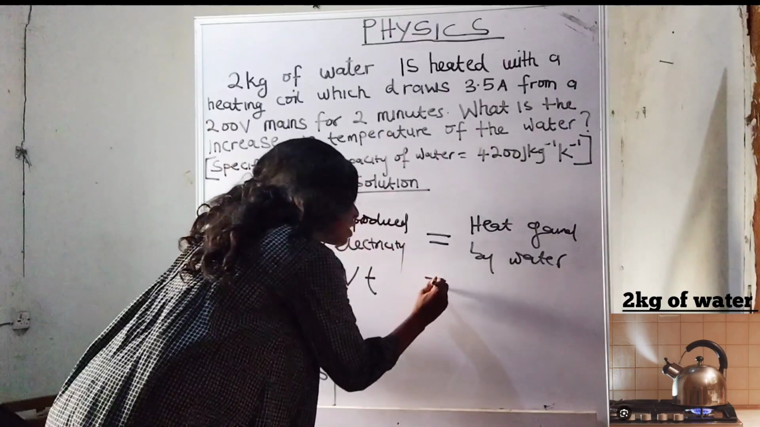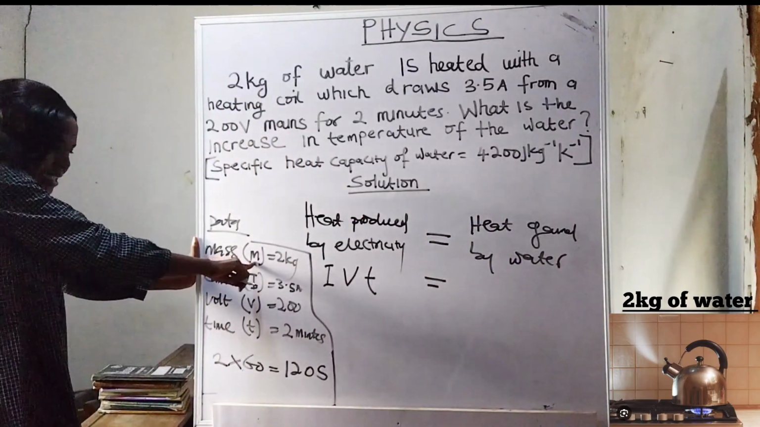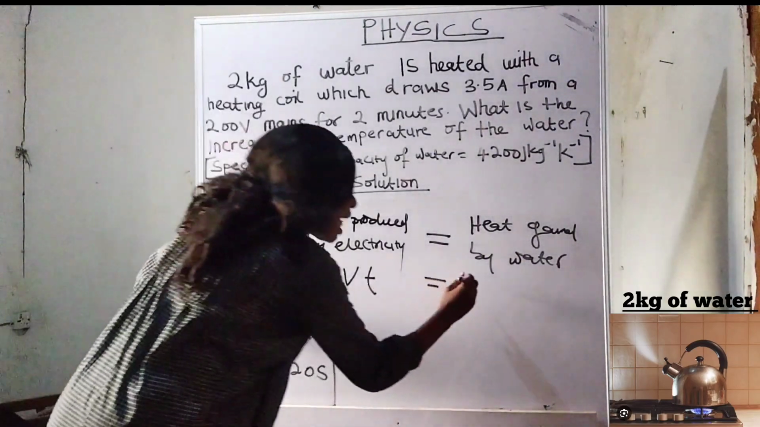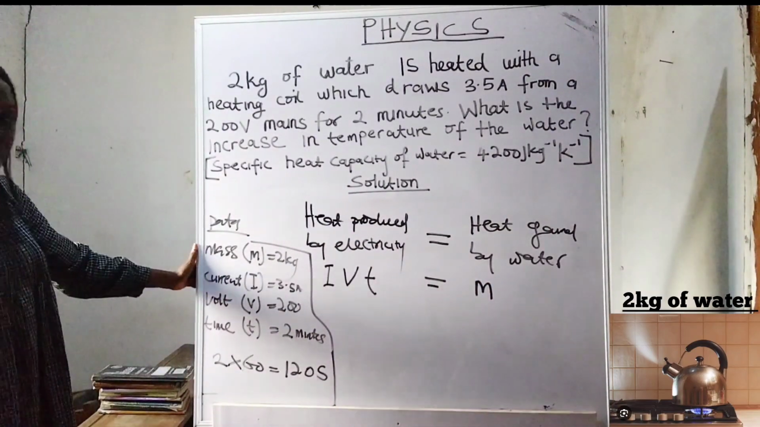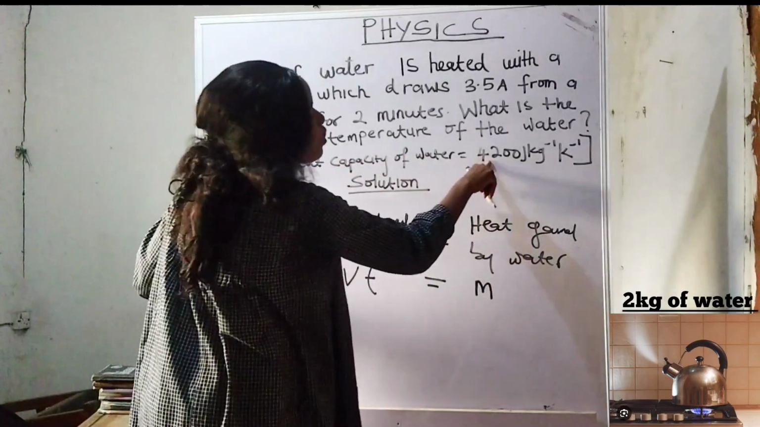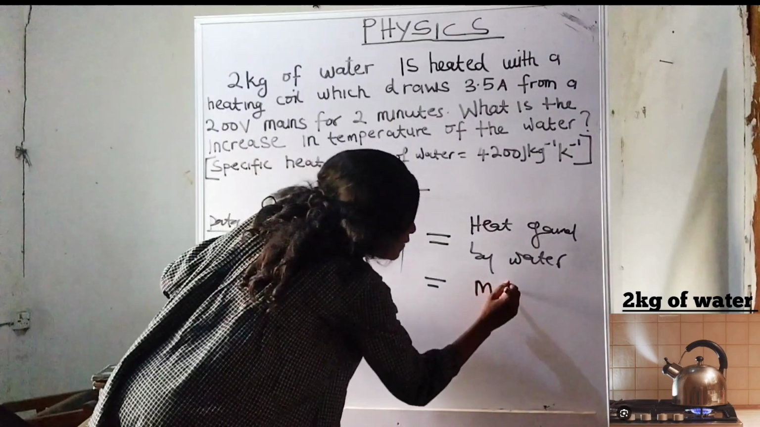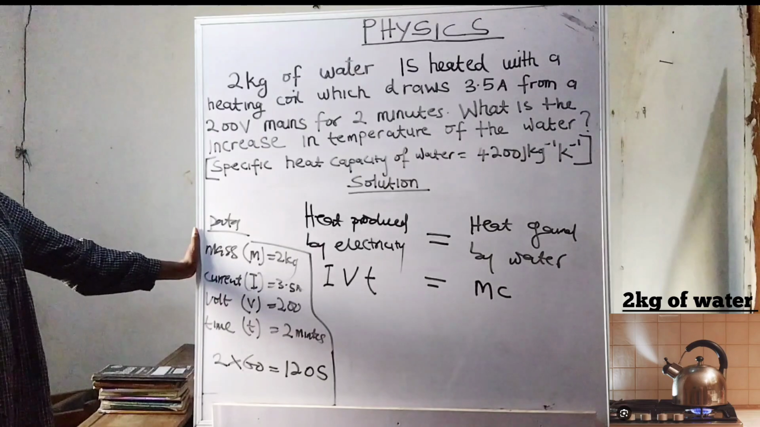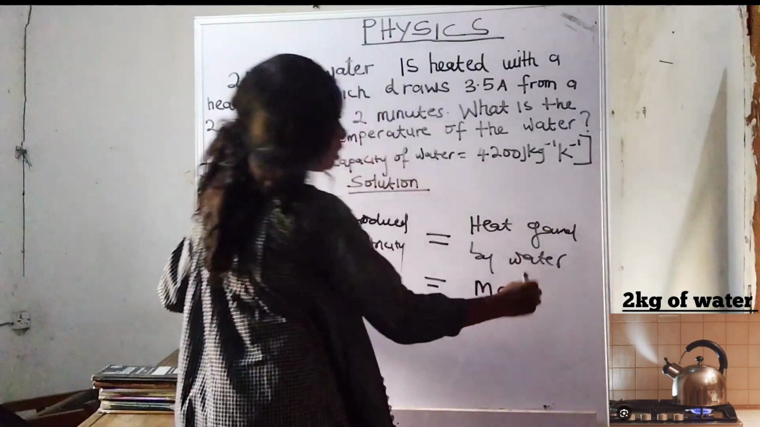is equal to, I come to water. I see mass, which is 2 kilograms, so I put m. What other thing? They give us the specific heat capacity of water, 4200, and specific heat capacity is represented by small c. Finally, they ask us to find the temperature, so that will make this one complete. Temperature. Okay.